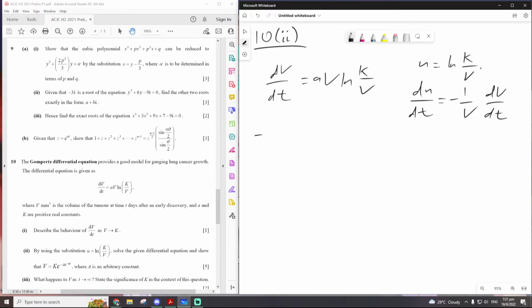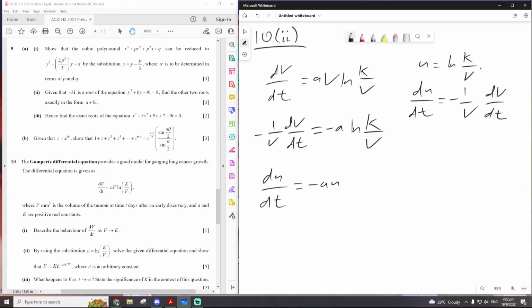So I can actually multiply this. So I get negative 1 over v dv/dt, which is, I'll divide the negative to the other side. So this is minus a ln k over v. And of course, this part is u. And this part is du/dt. So du/dt is equal to minus a u. Alright? So that is your differential equation.